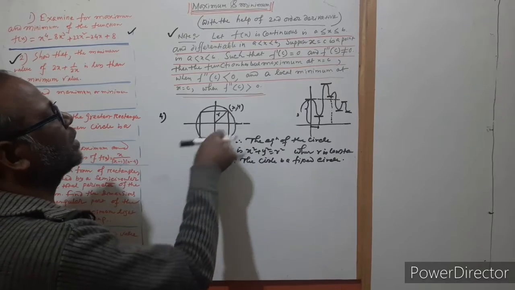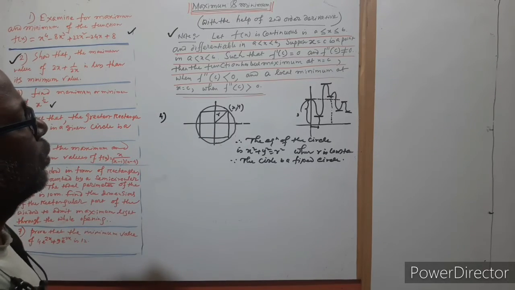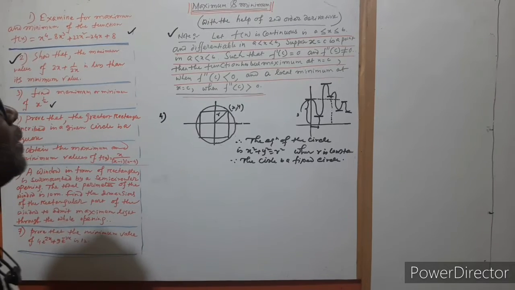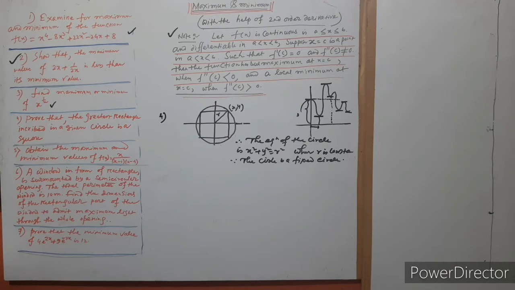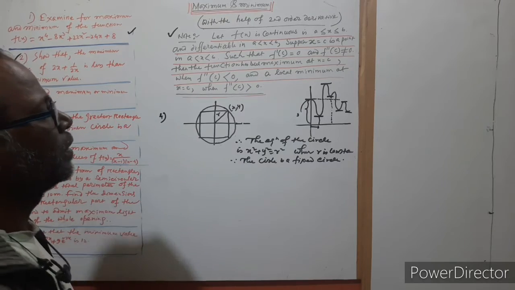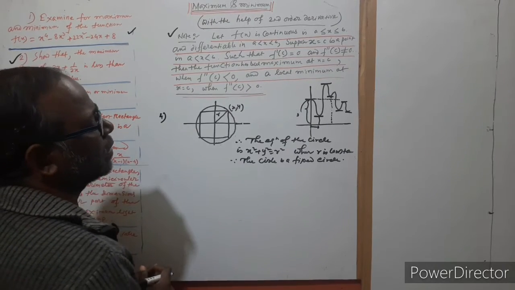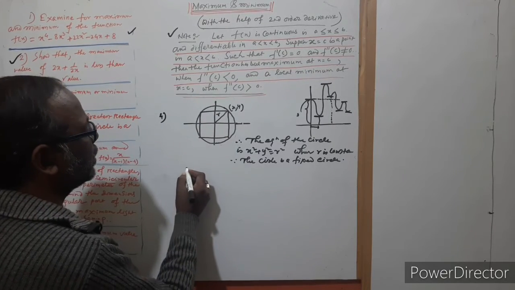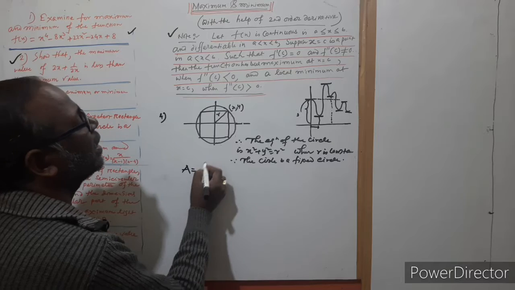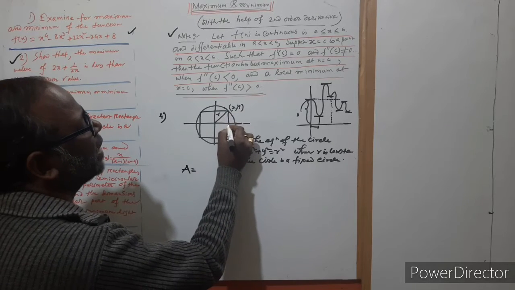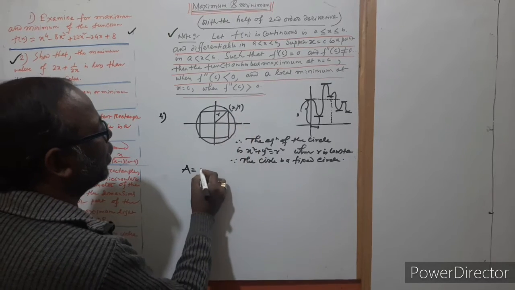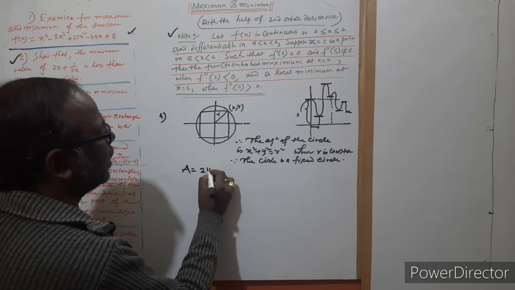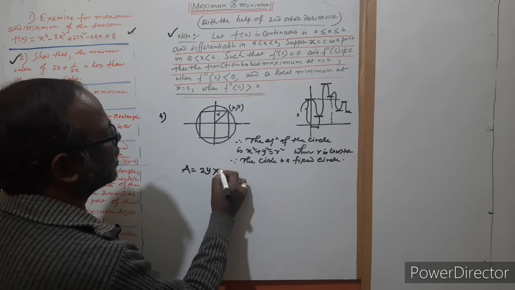And inscribing a rectangle inside the circle means this length changes, okay? And when it has a maximum area, it will be a square. Now we want to find the area of the rectangle. Let us assume the area is A, and this is x, this is y, and this is y. So the length of the rectangle is twice y, and also twice x here.